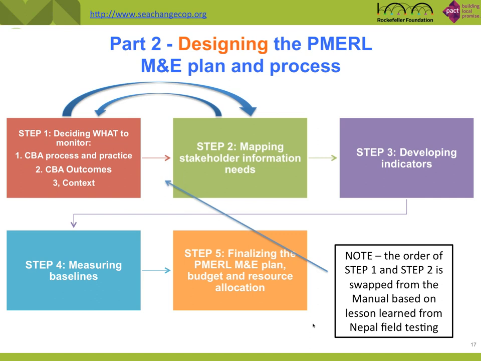What you need to do in these 5 steps is that first you essentially decide what you want to monitor and measure, and then you want to map out who's going to be involved and the stakeholder information needs. And then based on that, what we've started doing in operationalizing this methodology is to create a community visualization process that you carry out during this step 2, and then you use step 3 to define the indicators. And then step 4, you define and measure the baseline, and in step 5, you finalize the PMERL ME plan by essentially fleshing out the different activities, but also you need to budget it and allocate resources for it.